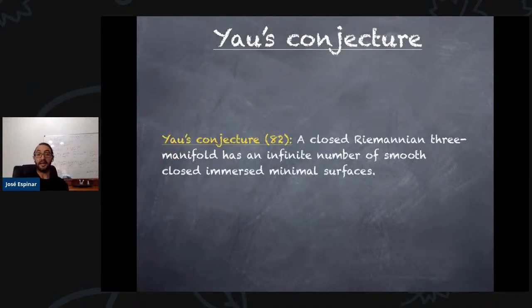So, in analogy with this Poincaré conjecture, we have the Yau conjecture. Think that a minimal surface is the two-dimensional analog of a geodesic. So he asked if a 3-manifold contains an infinite number of immersed, not necessarily embedded, minimal surfaces, right? So this was a long-standing conjecture in the field.